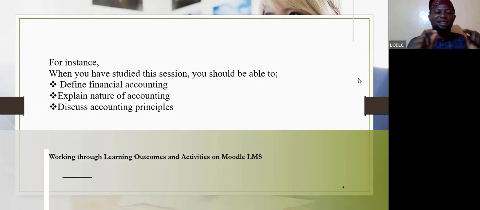All the sentences in these learning outcomes are short and succinct. So then another interesting thing is meaningful. Define financial accounting. It is meaningful. Explain the nature of accounting. It is also meaningful. Discuss accounting principles. It is also meaningful.